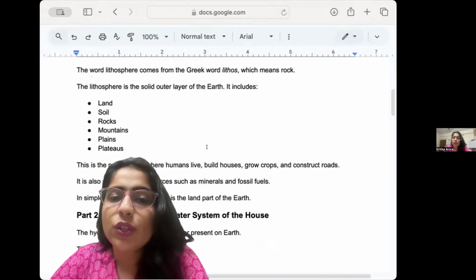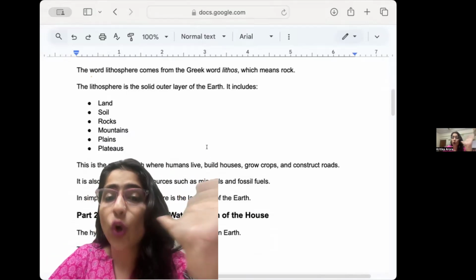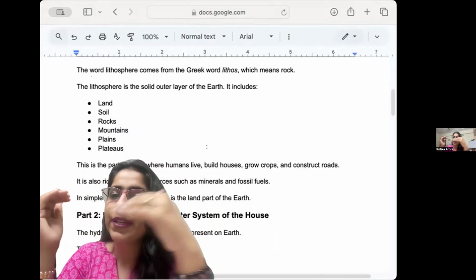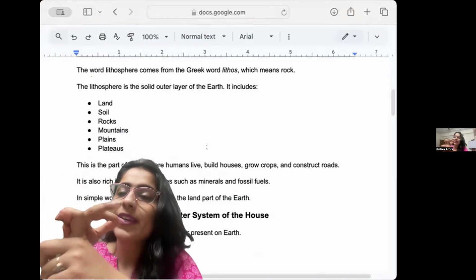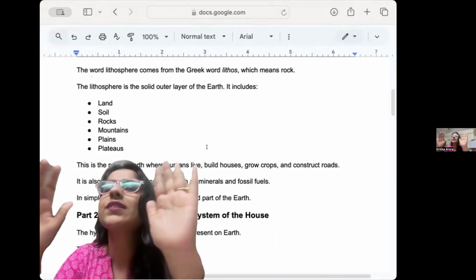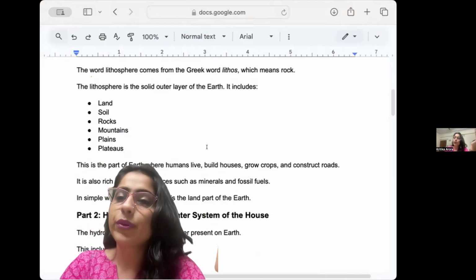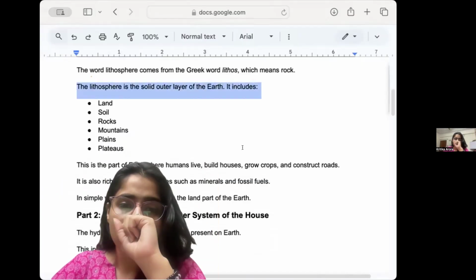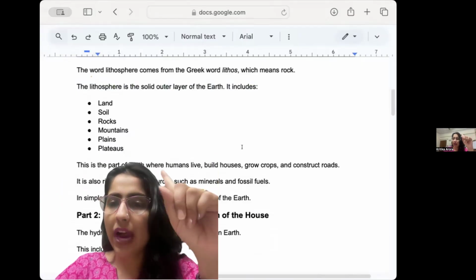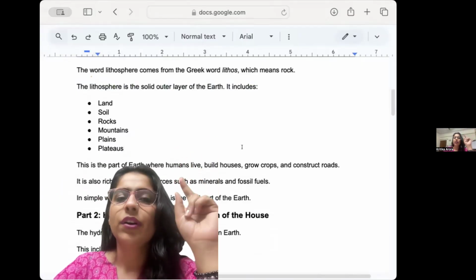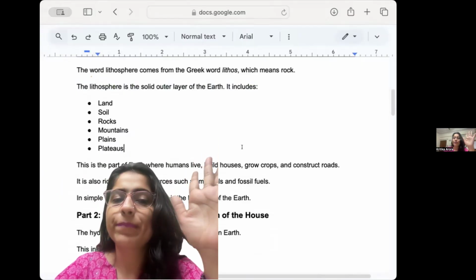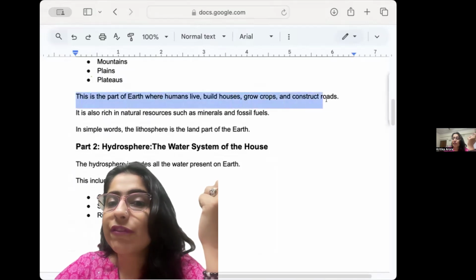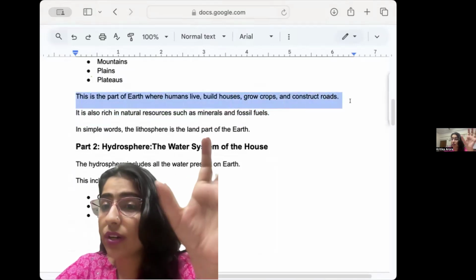The word lithosphere comes from the Greek word lithos, which means rock. When I say rock, basically mountains, plains, plateaus, all these are formed by different placement of rocks, which we will be studying in detail in our upcoming lectures. So lithosphere is the solid outer layer of the earth. It includes the land, soil, rocks, mountains, plains, and plateaus. This is the part of the earth where humans live, build houses, grow crops, and construct roads.